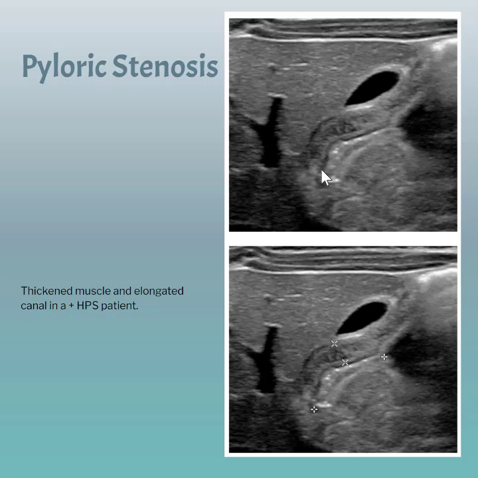Now the easiest way to find the pylorus is usually to keep your probe in transverse, and you're going to identify where the gallbladder is. And that pylorus is usually right underneath it, just inferior to the gallbladder. Down here we can see how the sonographer measured then. Again, these calipers here represent the length of the canal, and then we also need to measure the thickness of the pylorus muscle.